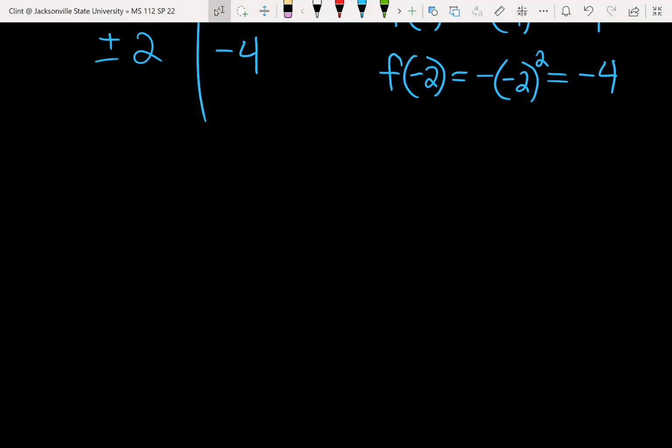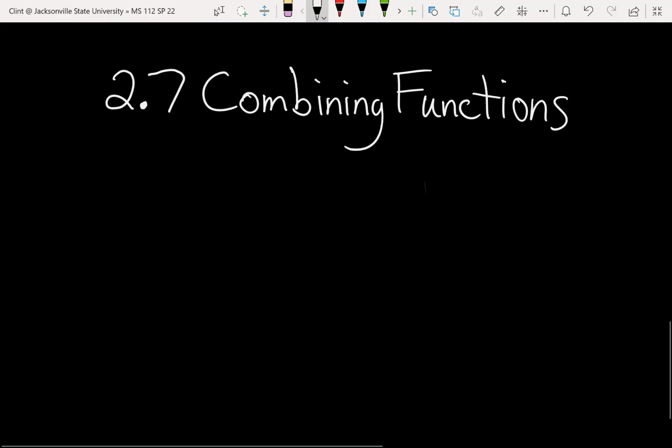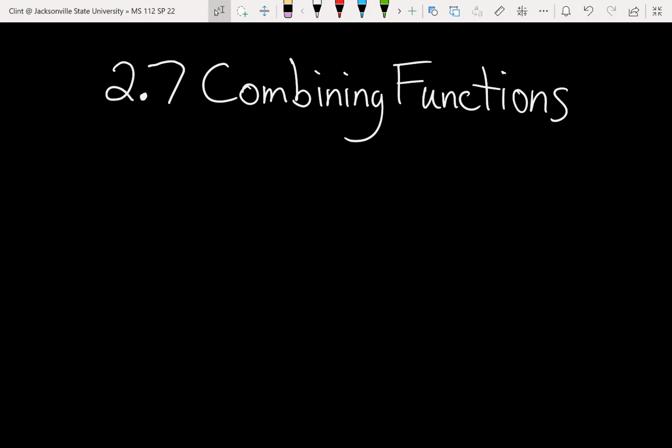Well, so today we're going to be looking at some stuff from section 2.7. Section 2.7 is about putting functions together, or combining functions. The idea is we want to be able to do the same types of operations with functions, or as many as we can, that we do with numbers. So we want to be able to talk about how to add two functions together, or subtract, or multiply, or divide. And then we have one other operation that we can't just do with regular numbers, but we can do with functions. It's called composition. You may have seen it before.